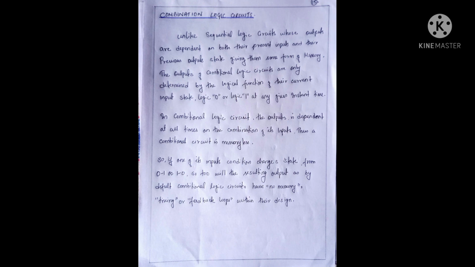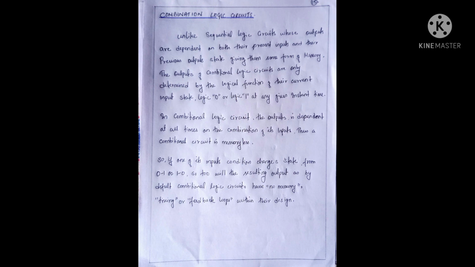In automata theory, combinational logic, also referred to as time-independent logic or combinatorial logic, is a type of digital logic which is implemented by Boolean circuits where the output is a pure function of the present input only. In a combinational logic circuit, the output is dependent at all times on the combination of its input. Thus, a combinational circuit is memoryless.